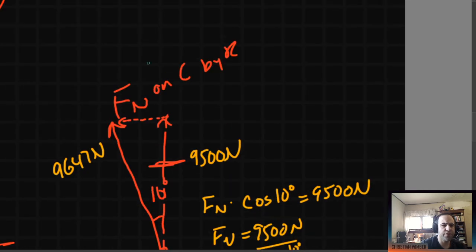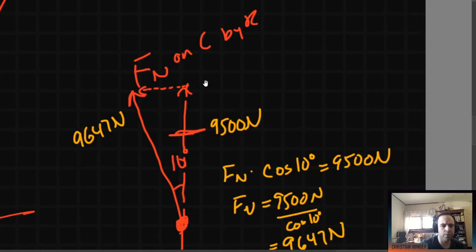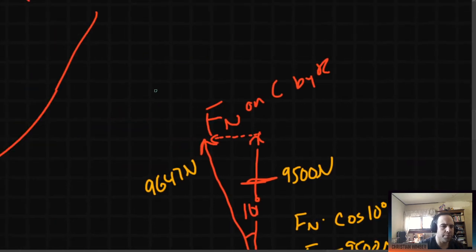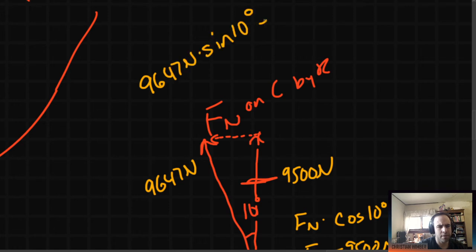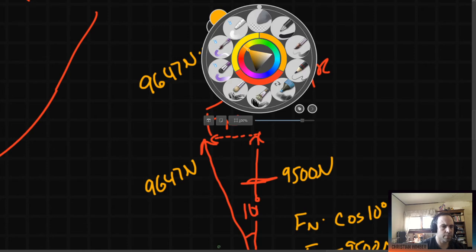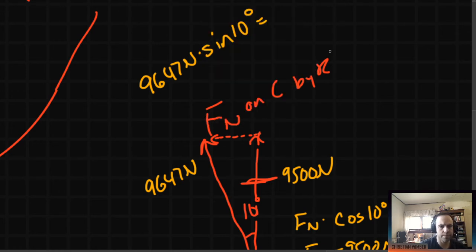All right, so let's figure out what this horizontal portion here is. Well, if the cosine of 10 is the vertical portion, the horizontal portion must be the sine of 10. So 9,647 newtons times the sine of 10. I get 1675.